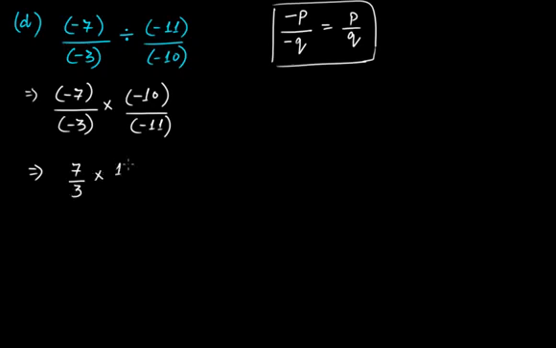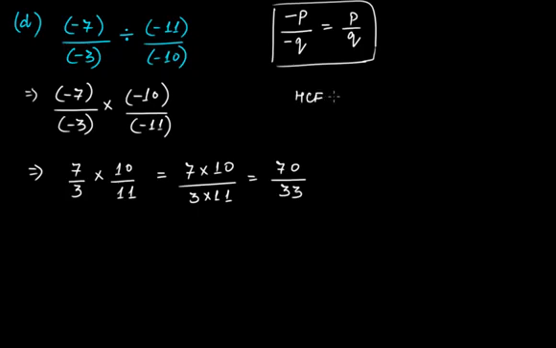times 10 over 11, and this becomes 7 times 10 over 3 times 11. This gives you 70 over 33. Now, there is no highest common factor of 70 and 33. Therefore, you cannot simplify it further, and it is the answer for this one.